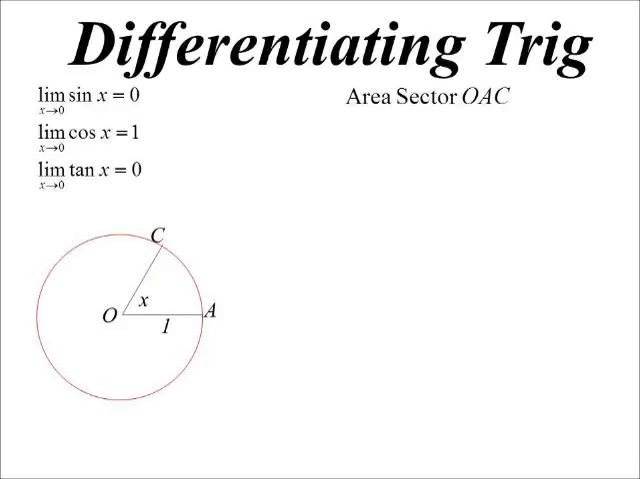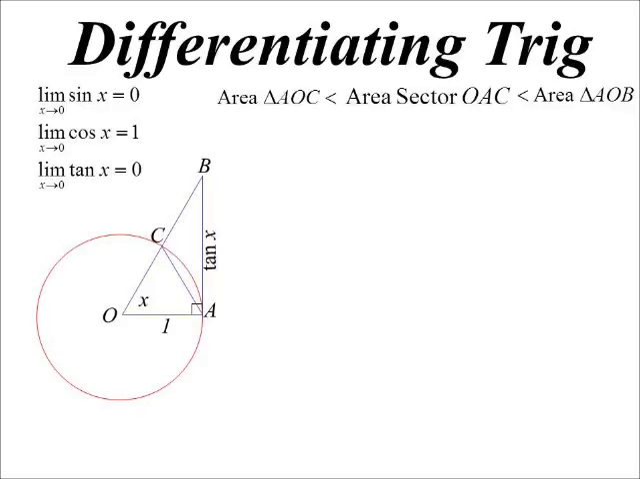So I've drawn in a sector here, radius 1, angle at the centre is x, and that's in radians. And I know that the area of the sector would be greater than the area of that triangle. But if I was to draw in a tangent at A and create a right angled triangle, I know that that area would be bigger than the sector. So I'm going to be able to trap the area of the sector between these two triangles.